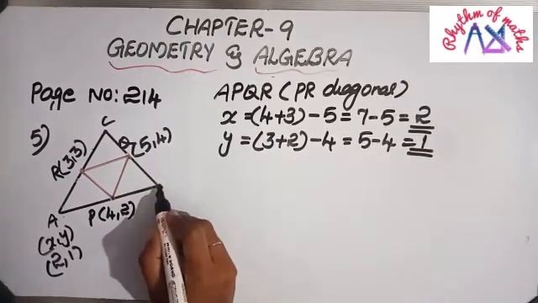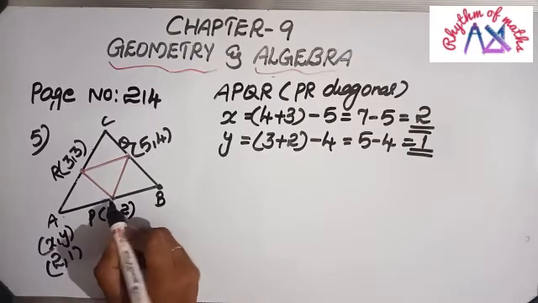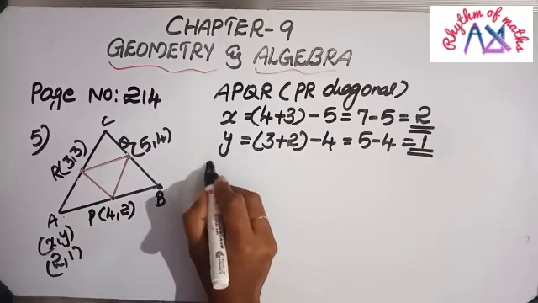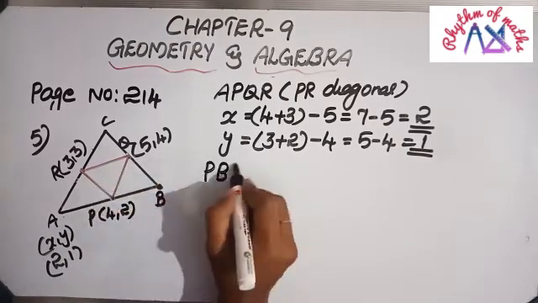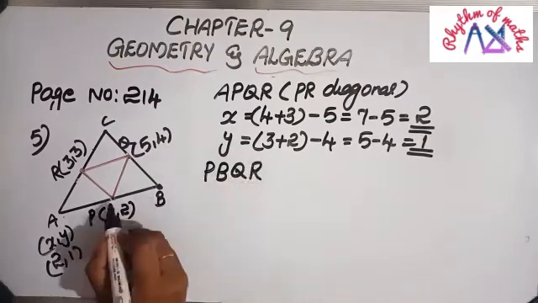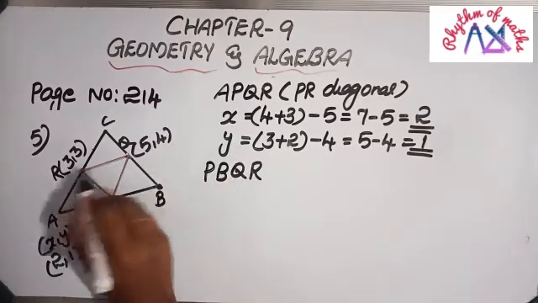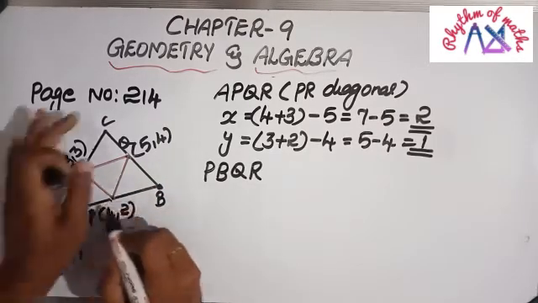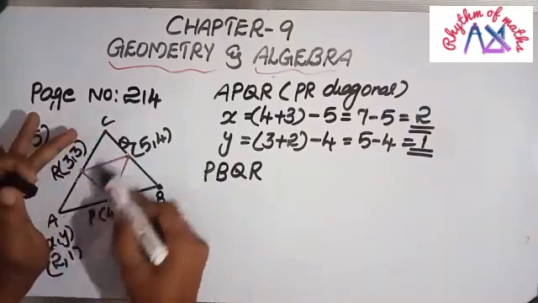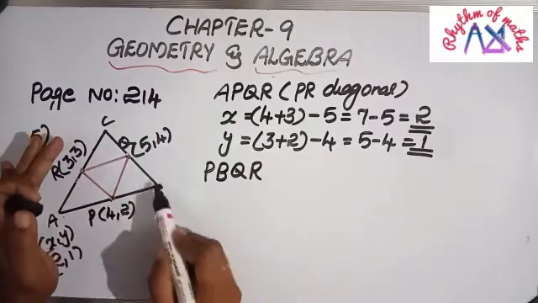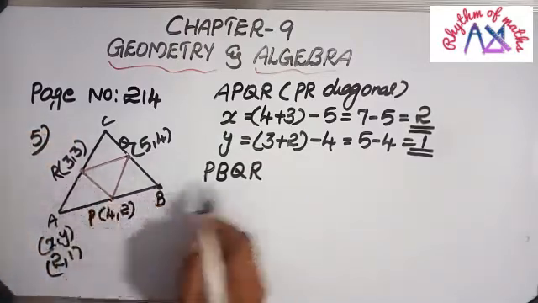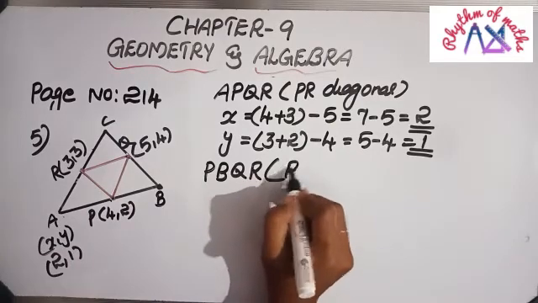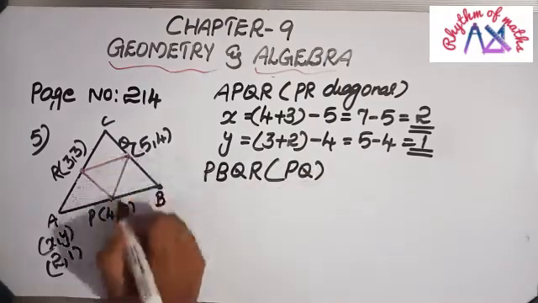Here we need one parallelogram. So we can consider the parallelogram PBQR. This one. No need to consider these two small ones, only this parallelogram. So here which will be the diagonal? Diagonal is PQ. PQ is a diagonal.